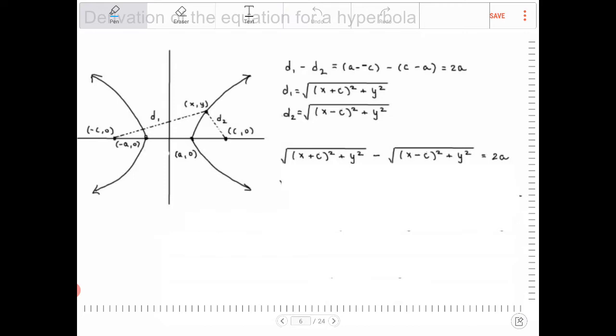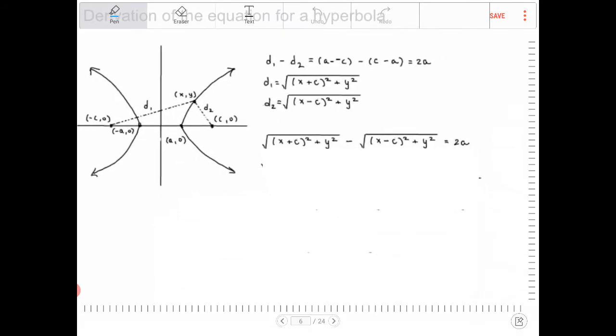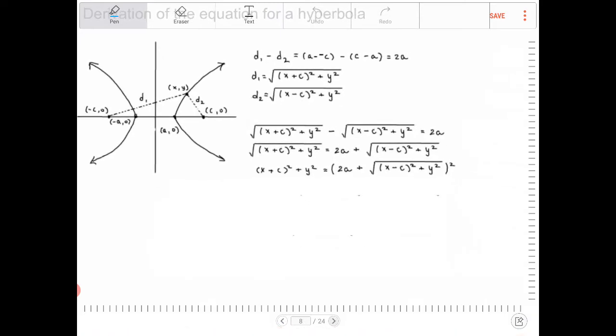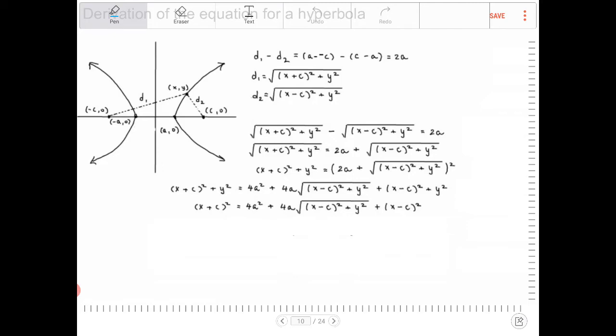Just like before, I'm going to try to get rid of the square roots by squaring both sides. But before I do that, I'm going to bring one of the square roots to the other side, and then I'm going to square both sides. I am going to square the right side using structure because at this point we're really good at that. And I am going to eliminate the y squares. I will now FOIL out x plus c squared and x minus c squared because I noticed that there are going to be x squares and c squares that I can eliminate.